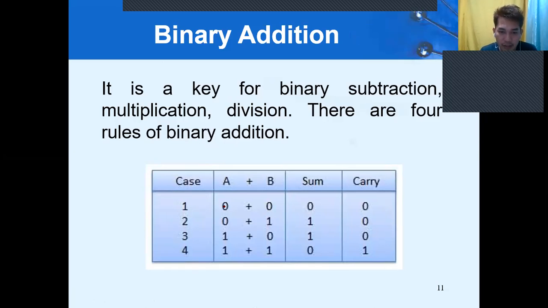So there are 4 rules. So we have case 1. Pag 0 plus 0, of course, that is 0. 0 plus 1, of course, 1. 1 plus 0, that is, of course, 1. 1 plus 1, that is 0 carry 1. So, for example, 1 plus 1. So, 0 yan siya, carry 1. Of course, bring down natin. So, magiging 1, 0 siya. So, that is why yung decimal number natin na 2, that is 1, 0. Alright?